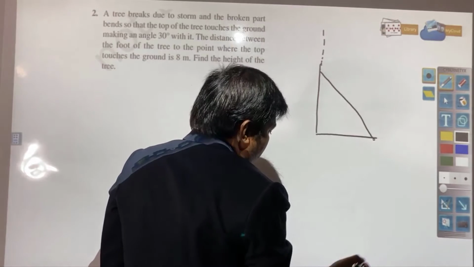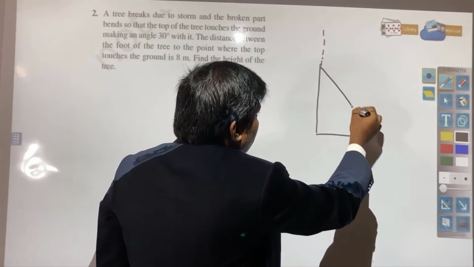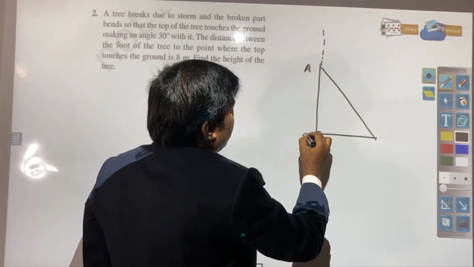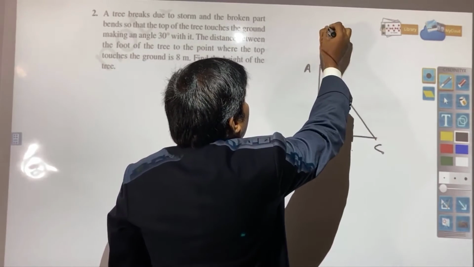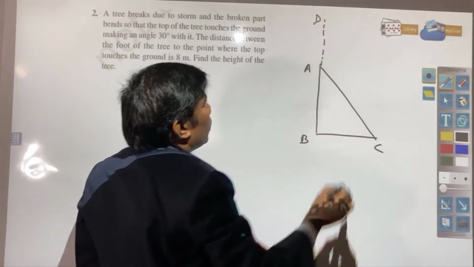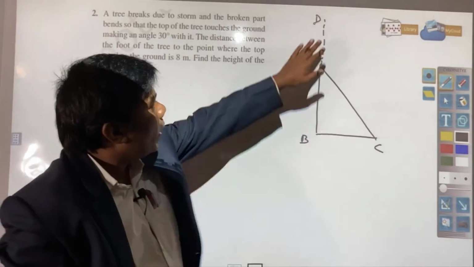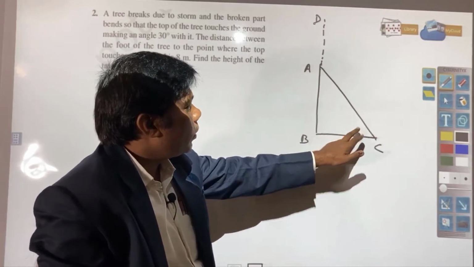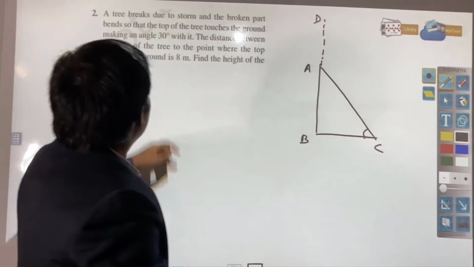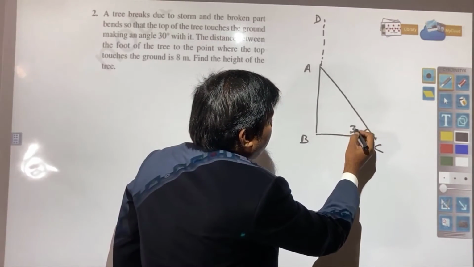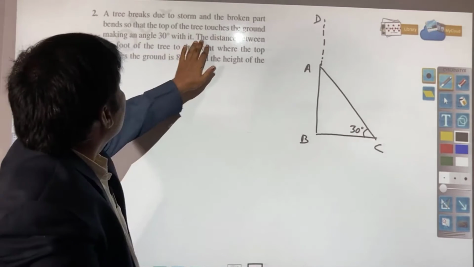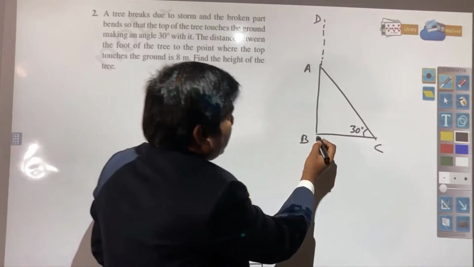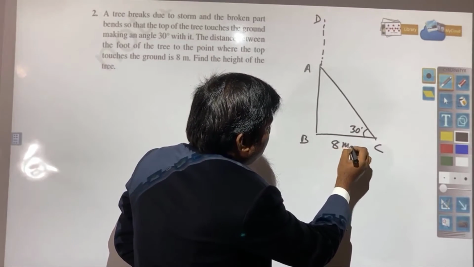So suppose this is A, B, C and this is D. This part is the broken part, it fell and touches the ground over here, and it makes an angle of 30 degrees over here. The distance between the foot of the tree to the point where the top touches the ground is 8 meters. This is 8 meters.